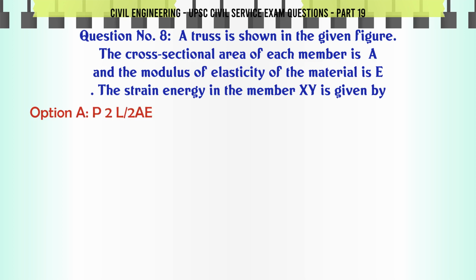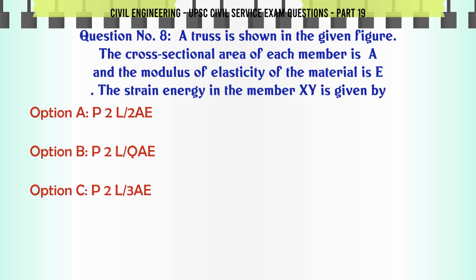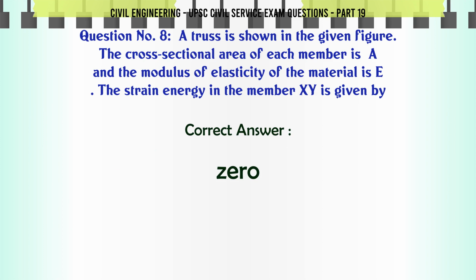A truss is shown in the given figure. The cross-sectional area of each member is A and the modulus of elasticity of the material is E. The strain energy in the member XY is given by A. P²L/2AE, B. P²L/AE, C. P²L³/AE, D. 0. The correct answer is 0.